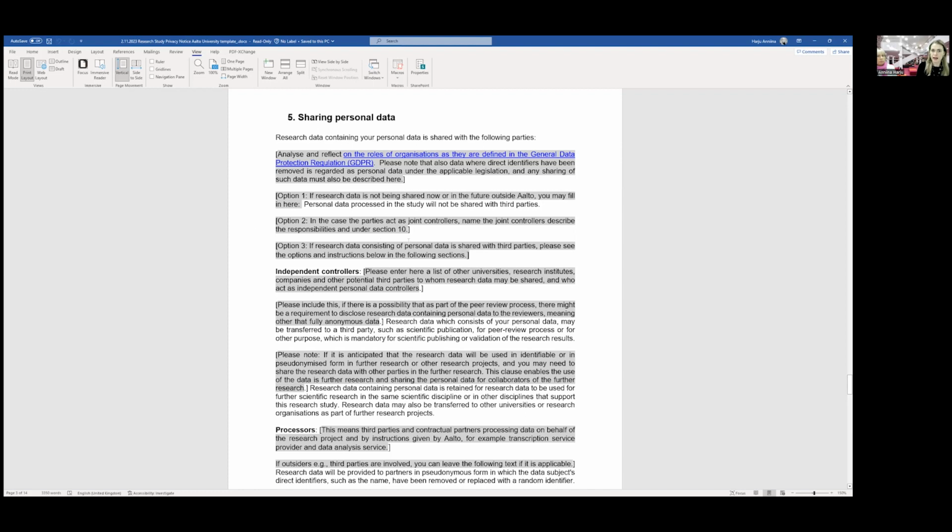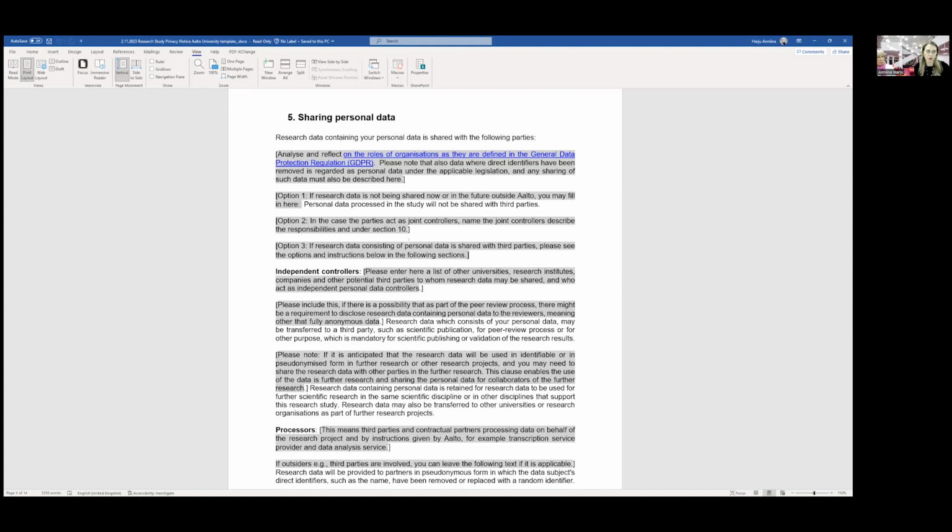Option 2 is that in case you have another controller who you act as joint controllers with, for example, I use the University of Helsinki again. So we have some studies where Aalto University and University of Helsinki act as joint controllers, and only the joint controllers will process the personal data. In those cases as well, we're able to say that no third parties are processing the personal data, and only the joint controllers will process the personal data.